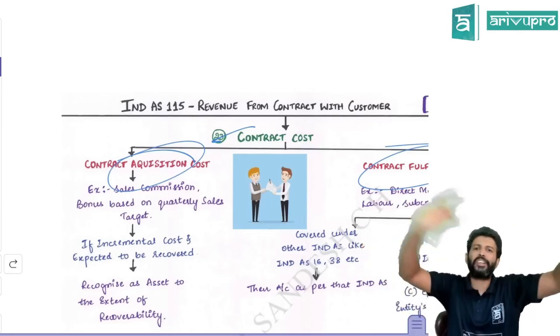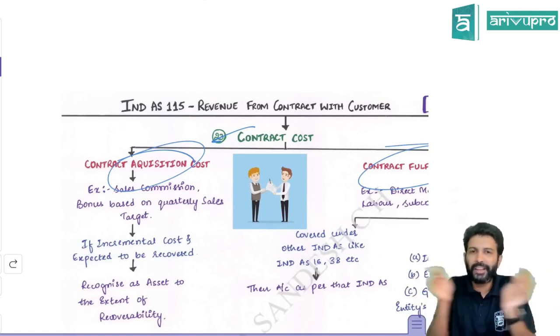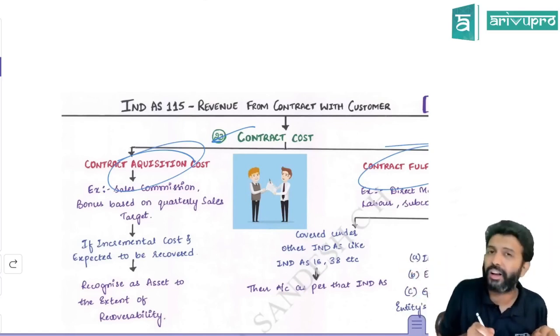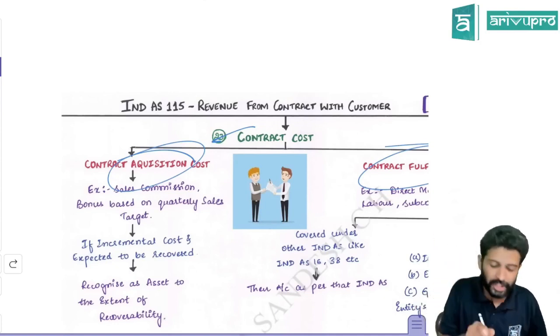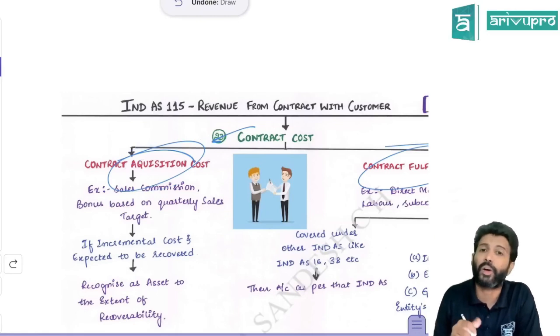So a broker can help these 2 parties meet up and execute the contract. Because he is helping the parties meet up and execute the contract, he may charge some commission. So that brokerage, the salesman's commission or brokerage commission, becomes your contract acquisition cost. So what should we do for this contract acquisition cost?